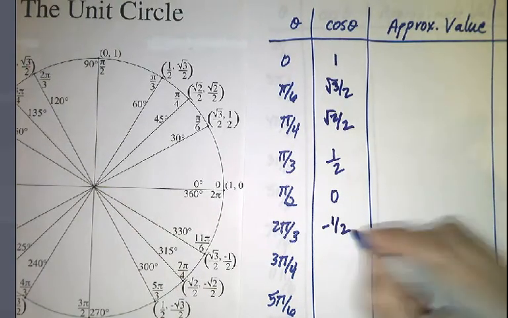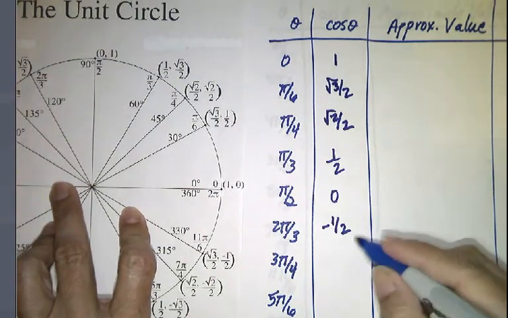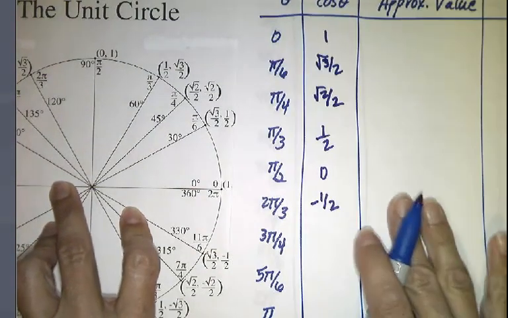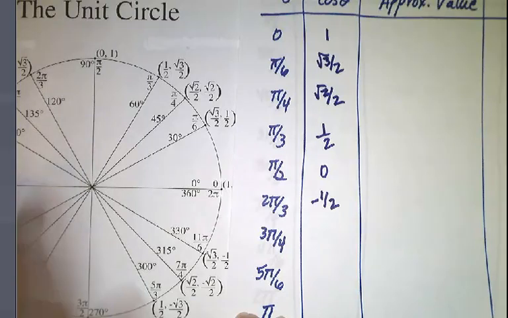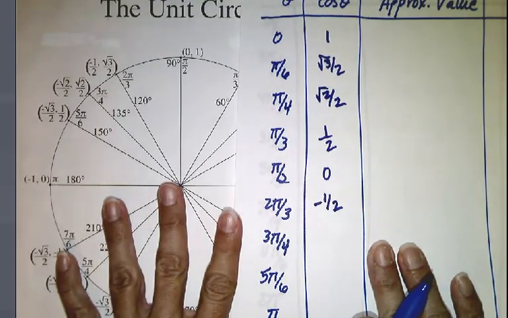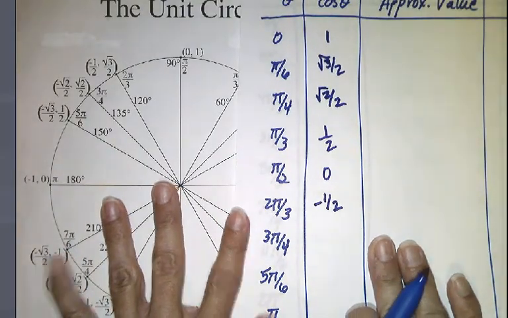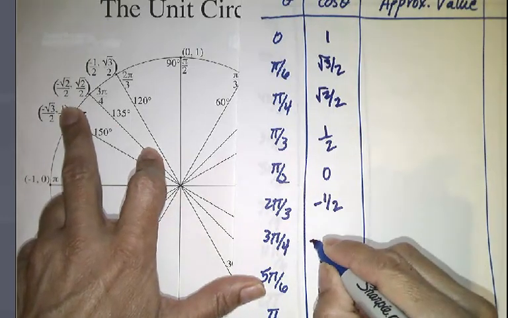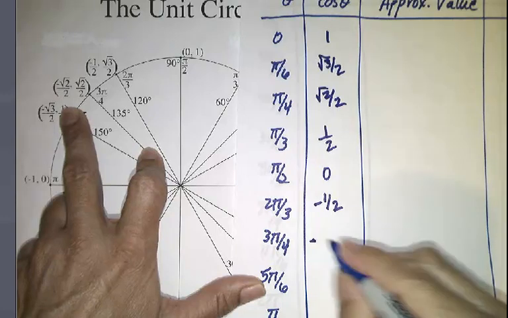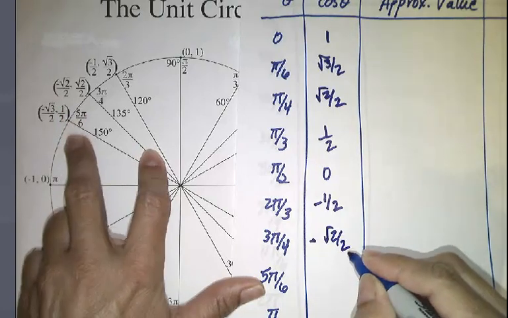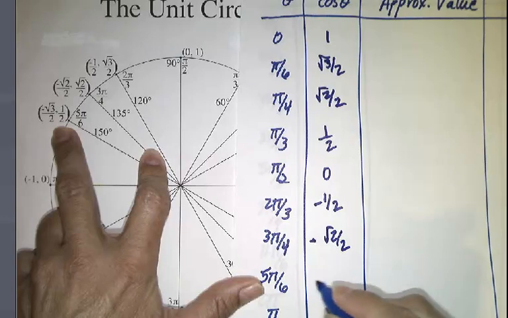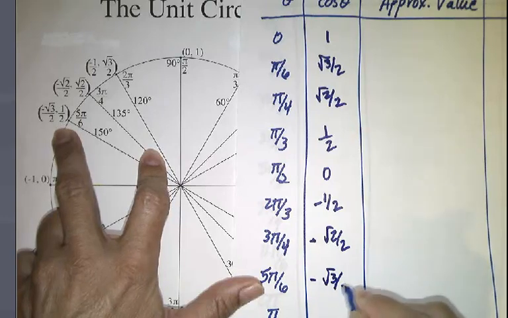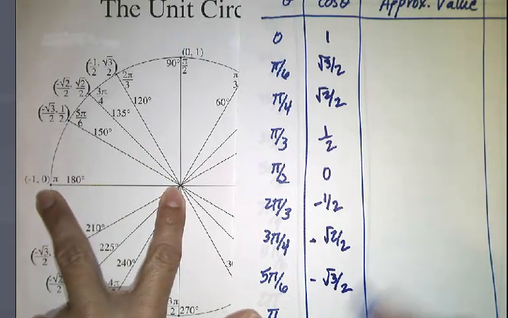Now notice as we move into the second quadrant, our cosine values become negative, which should make sense as our x values are negative. So let's get all that on the screen. So 3 pi over 4, the cosine of 3 pi over 4 is negative square root of 2 over 2. The cosine of 5 pi over 6 is negative square root of 3 over 2. And the cosine of pi is negative 1.